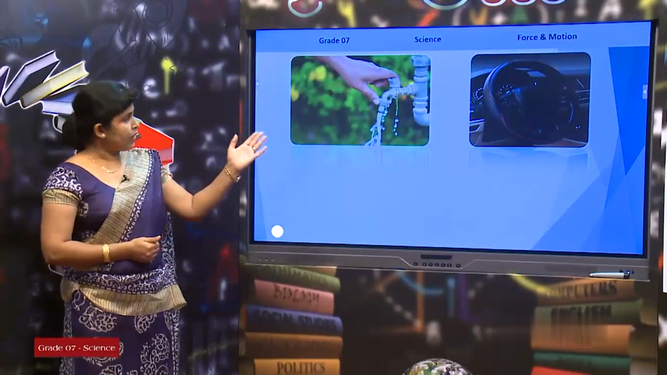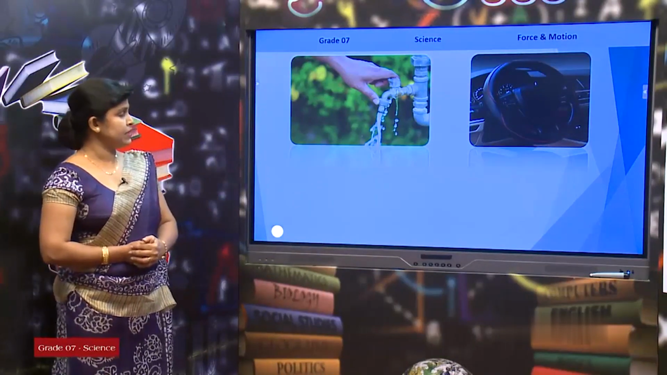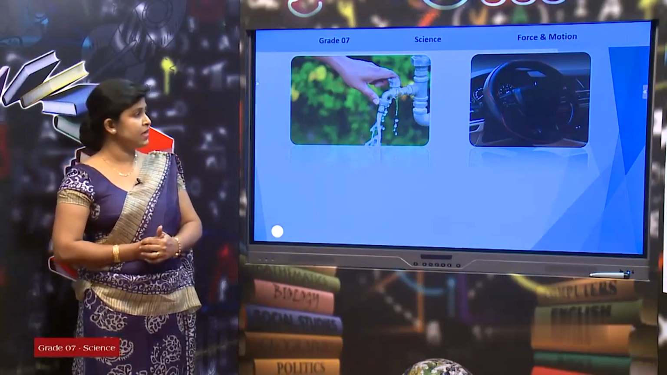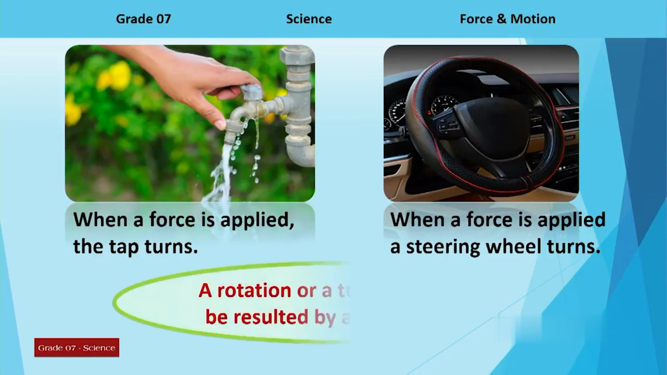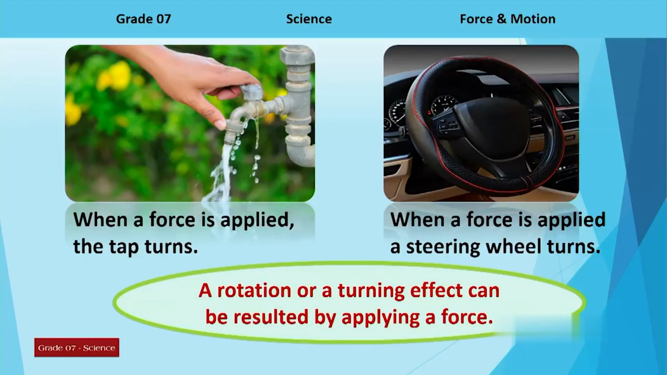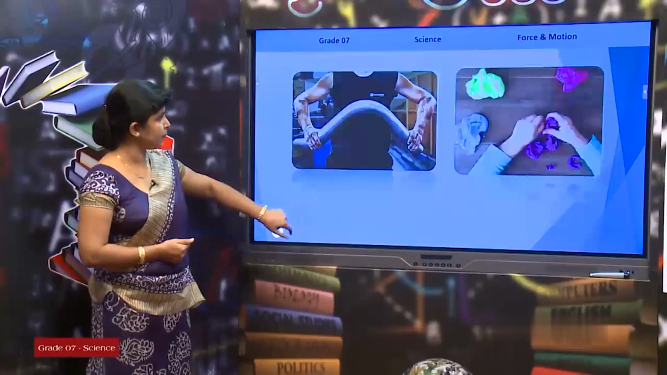Right. You can observe that the first one is a picture of a tap and the second one is a steering wheel of a vehicle. When a force is applied, the tap turns. The tap turns when the force is applied, and when a force is applied, the steering wheel turns. I told you that a turning effect or rotation can be produced by applying forces. A rotation or a turning effect can result from applying a force, right?